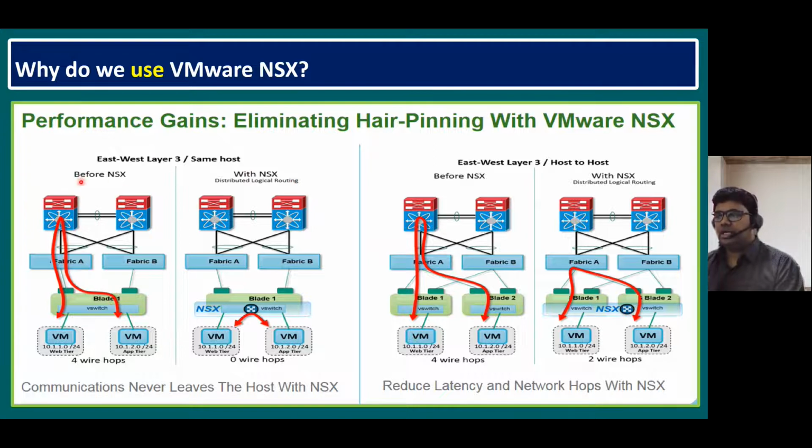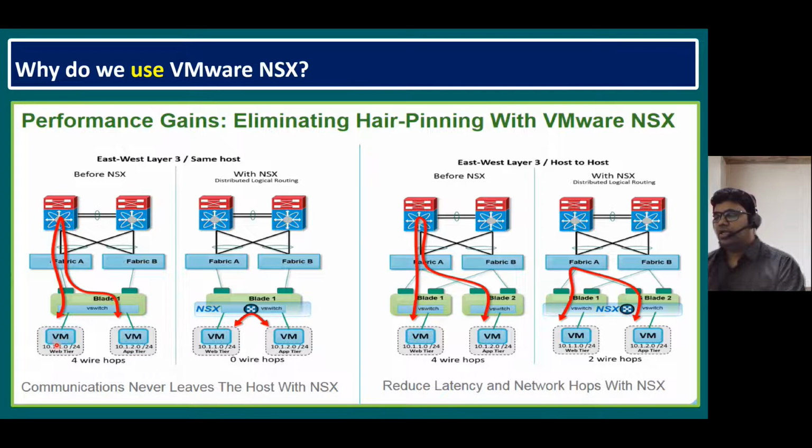Let's try to understand the before NSX portion. Here in this diagram, we have the components. See, we have two virtual machines. One virtual machine is the web tier VM, another one is the app tier VM. The web tier VM IP address we gave as the 10.1.1 network, and the second, app tier VM, 10.1.2. That means both are different networks, different network subnets or different segments.